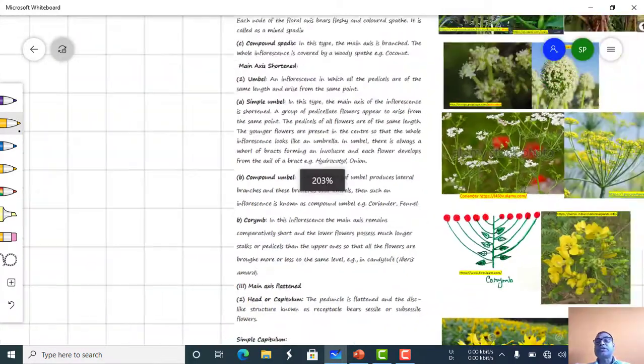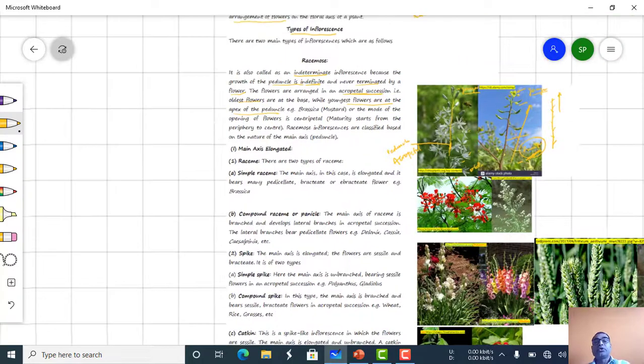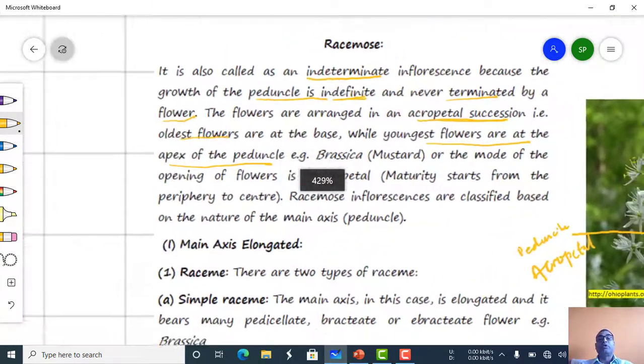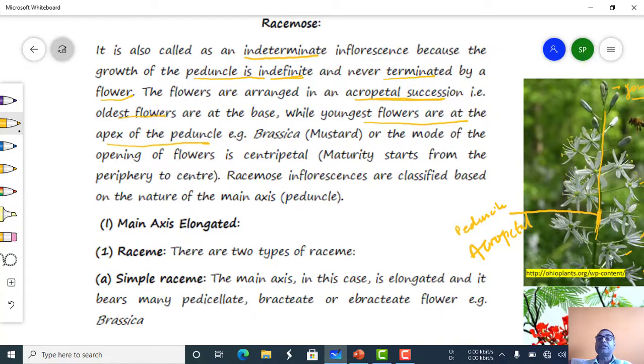So the racemose type of inflorescence is generally considered an indeterminate type of inflorescence, because the growth of the peduncle is indefinite and it is never terminated by a flower. The opposite case is the cymose type of inflorescence. Cymose inflorescence is generally considered a determinate inflorescence, where the main axis terminates in a flower.